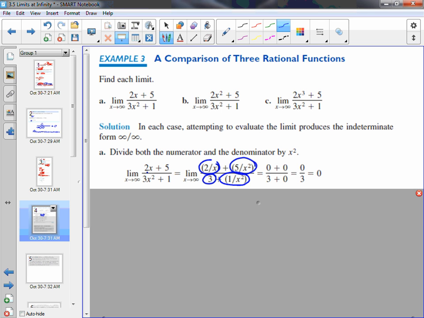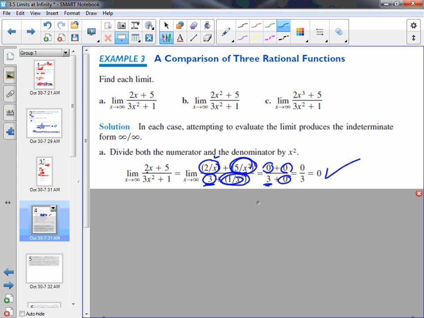Then you evaluate the limit for each term. All right, that first one here, 2 over infinity, 0. 5 over infinity, 0. Limit of 3 is 3. 1 over infinity, 0. So you get 0 as your numerator, 3 as your denominator. The limit's 0. So y equals 0 is a horizontal asymptote. And the limit of that function as x approaches infinity is 0.